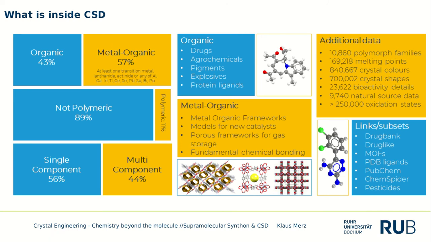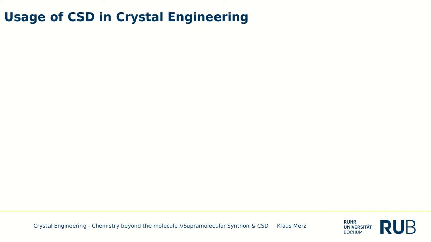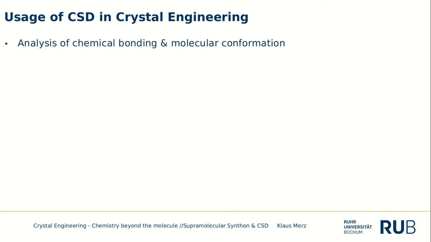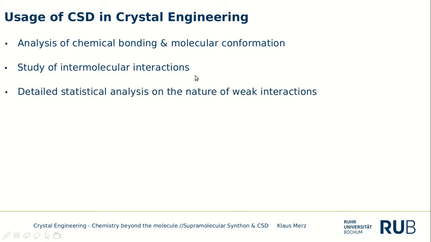That's really fascinating. What can you use? What can you do? You can analyze the chemical bonding, the molecular conformation, bond and angle situation inside the molecule. When looking at the crystal packing, you can look at the intermolecular interactions, the forces between the molecules. And a very interesting, detailed statistical analysis of the nature of very weak interactions.